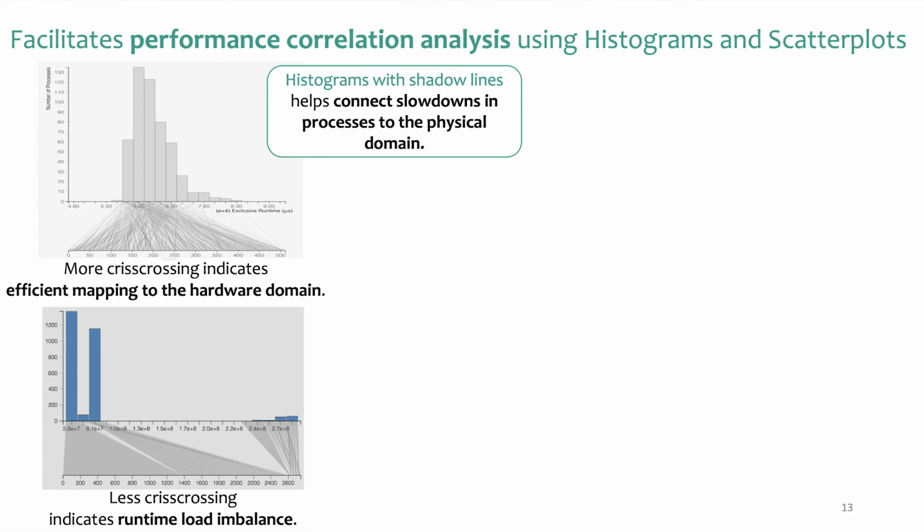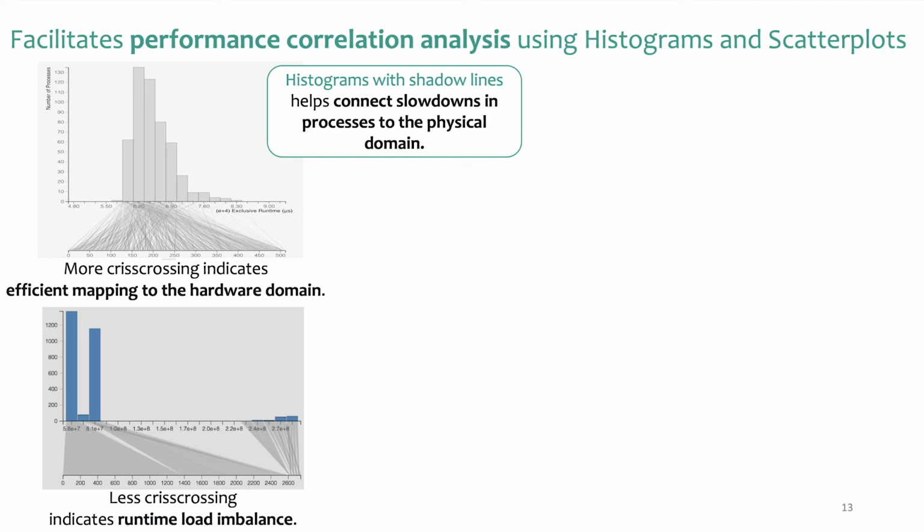The histogram view provides an enlarged view of the mini histogram along with the shadow lines. The shadow lines indicate the rank to bin mapping to assist the user explore the connection between slowdowns in the MPI ranks and the physical domain. Although shadow lines can create visual clutter, especially for large processor counts, it is a desired visualization since it indicates the code behaves normally. More crisscrossings indicate efficient mapping to the hardware domain, while less visual clutter denotes that certain runtimes are not well correlated to the rank IDs.